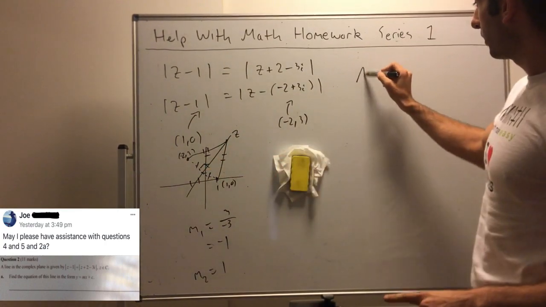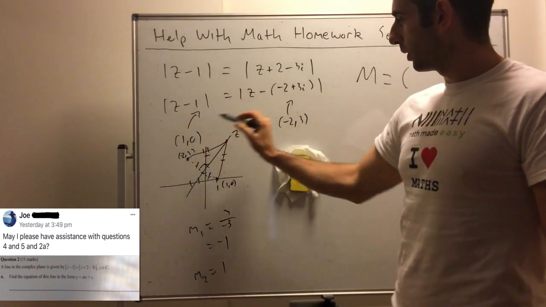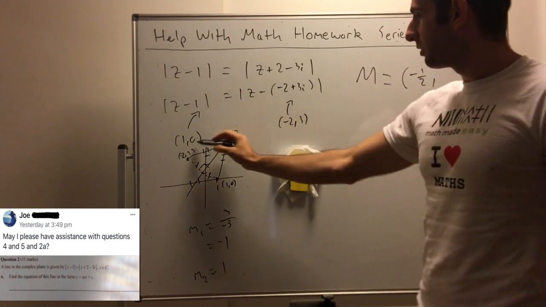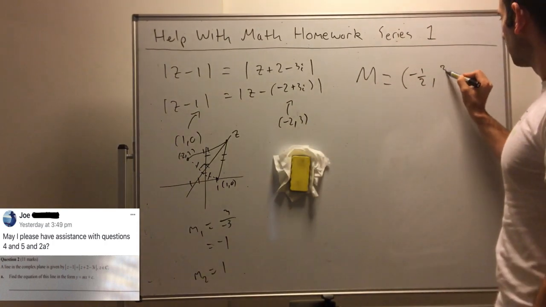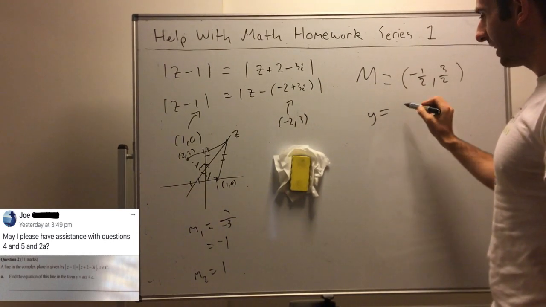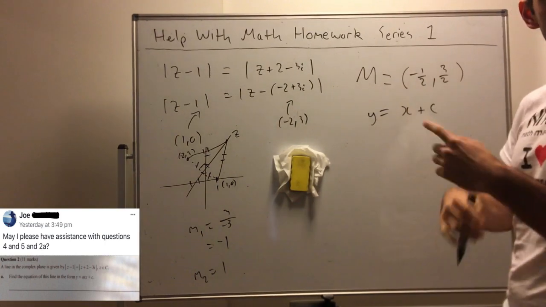So what's the midpoint? Capital M. So all I do is add these numbers and divide by 2. So 1 plus negative 2 and halve it, negative a half. 0 plus 3, halve it, 3 on 2. So that means the equation at the moment looks like this. Y equals x plus c. I just need to find c.